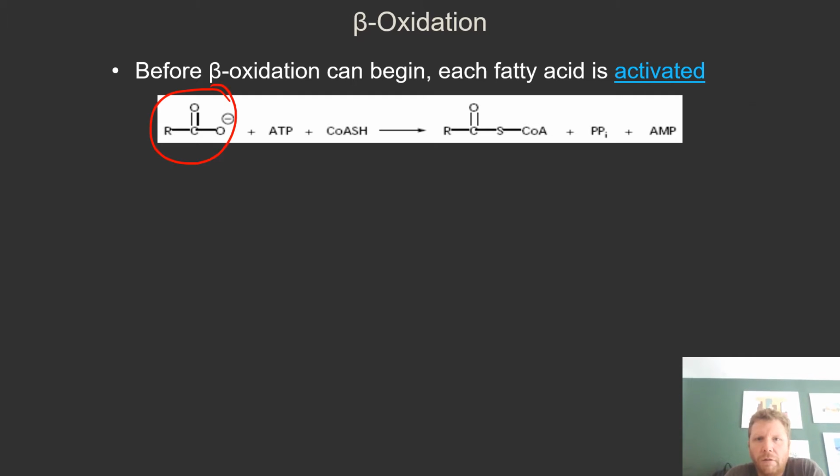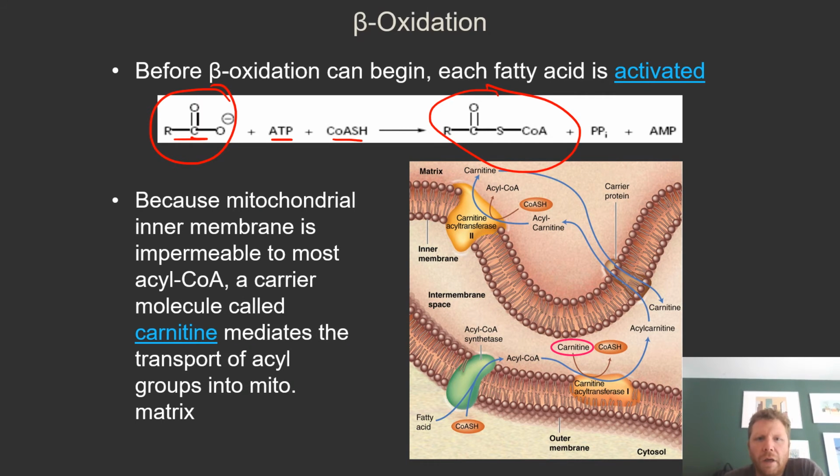So we have to have our fatty acid plus ATP, which we're going to hydrolyze, and coenzyme A. So because the mitochondrial inner membrane is impermeable to most acyl-CoA, a carrier molecule called carnitine mediates the transport of acyl groups into the mitochondrial matrix.